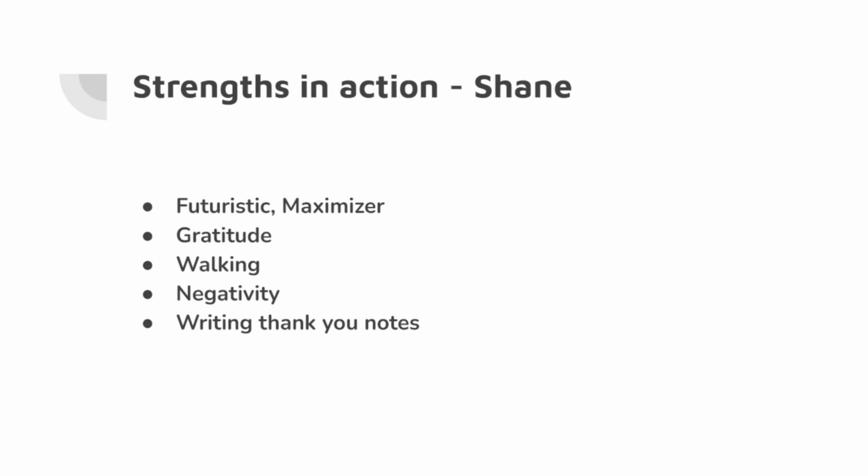And on the VIA strengths test, he got gratitude. So he took these three strengths that he had, and he's going to try to incorporate them into his life. So how's he going to do that? For his futuristic theme, he goes on walks a lot, and so he's decided, I'm going to focus on the future. I'm going to think about my future life and envision that. And that's what he does on his walks, and he's found that to be very beneficial for him. That's developing his strength.